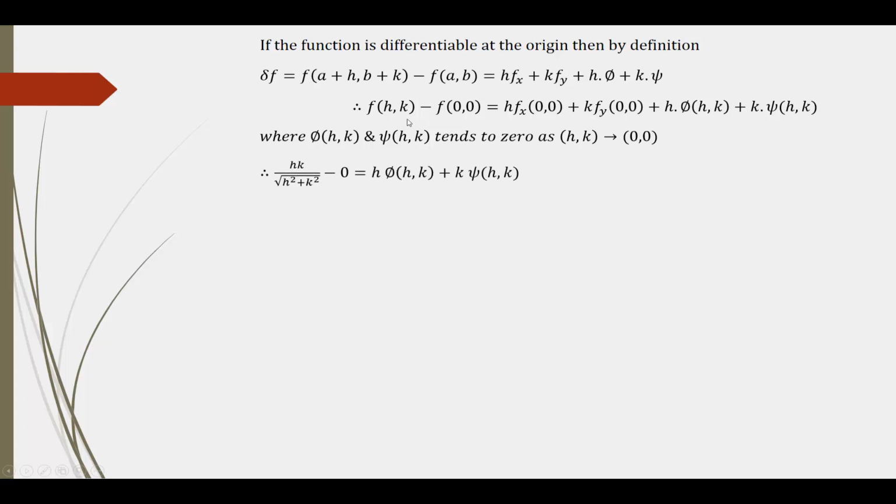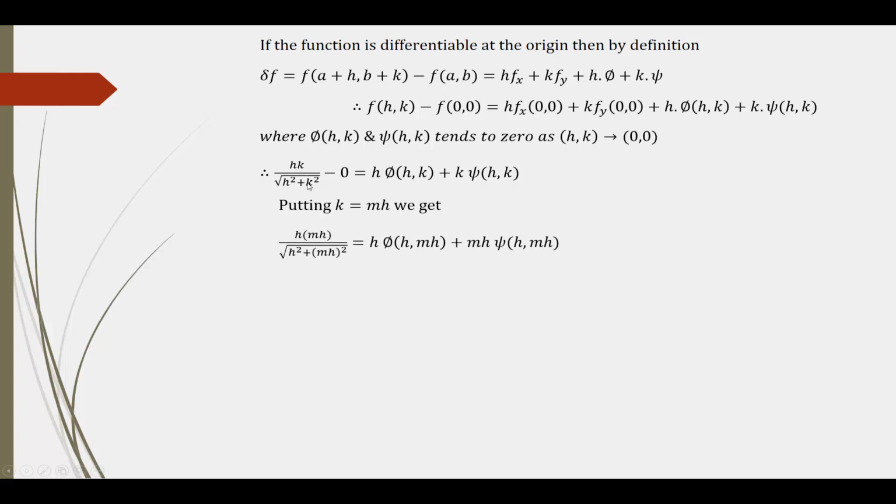Now for f(h,k) in the function f(x,y), put x is h, y is k, so we get hk upon square root of h squared plus k squared minus f(0,0), which is 0, equal to h into fx(0,0), which is 0, plus k into fy(0,0), which is also 0, so these terms are 0, plus h into phi(h,k) plus k into psi(h,k). Now evaluate this along the path. Choose the path k equal to mh.